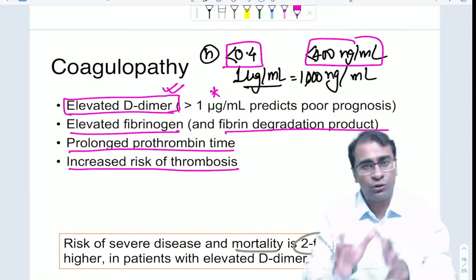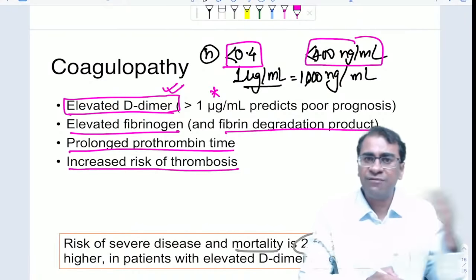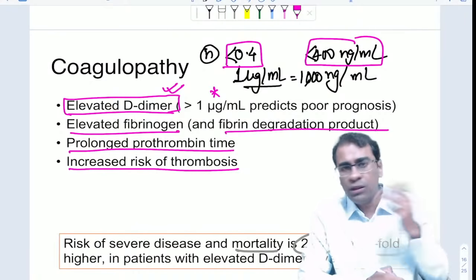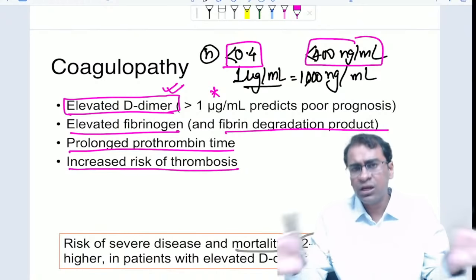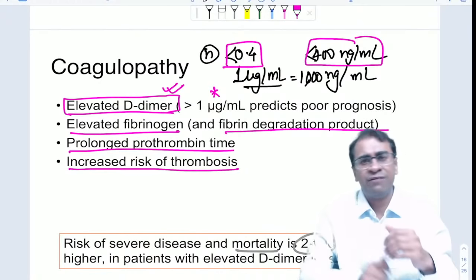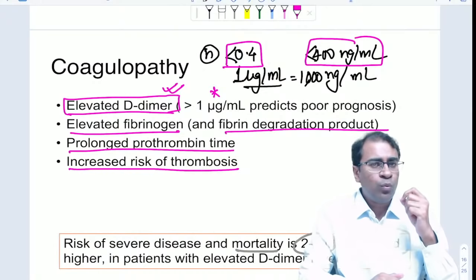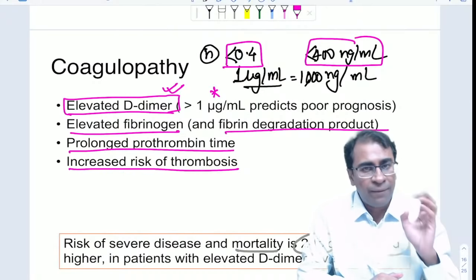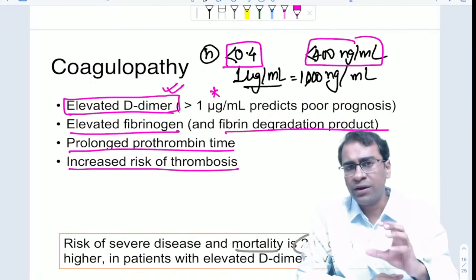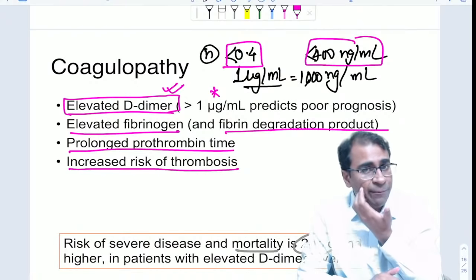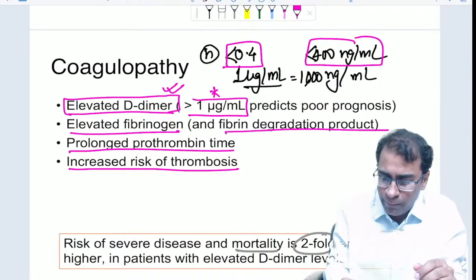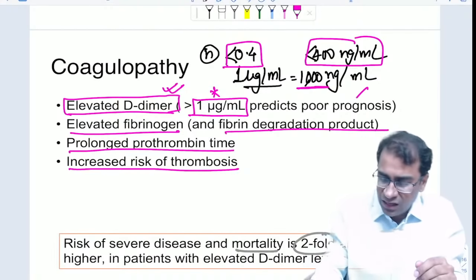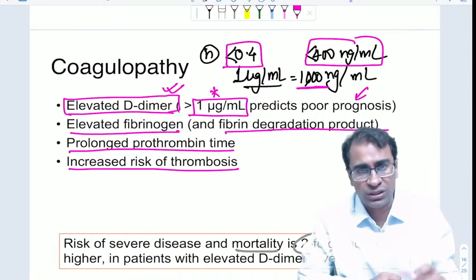You should look at the values. A lab is giving a report of microgram per ml, or they may give you a value of nanogram per ml. It is not important to change the values, but you should know that there are different labs giving different values. Okay. Now, what can you trust? You can trust any of them. But have they been literally studied on COVID? They haven't been. The basic importance of this marker in COVID is that a value of more than 1 microgram per ml, or say 1000 nanogram per ml, is an indicator of poor prognosis.